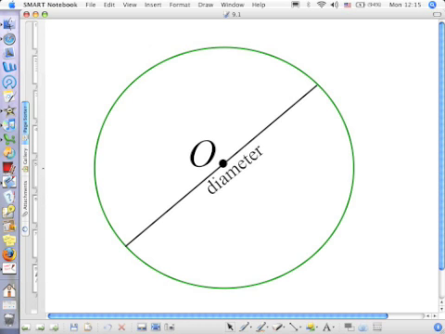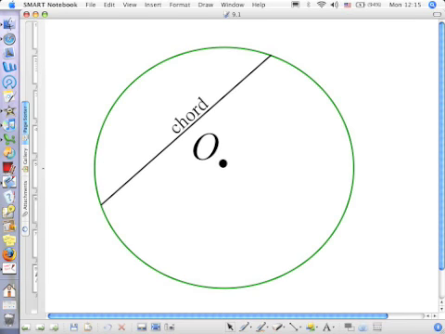Now, a diameter is a chord. It's a special chord because it goes through the center of the circle. But the definition of a chord is simply a line segment joining 2 points on a circle. It can join any 2 points on a circle. It could join these 2 points right here. That's a chord. All right? As long as it joins 2 points on a circle.